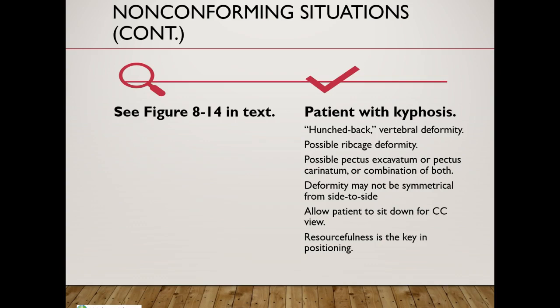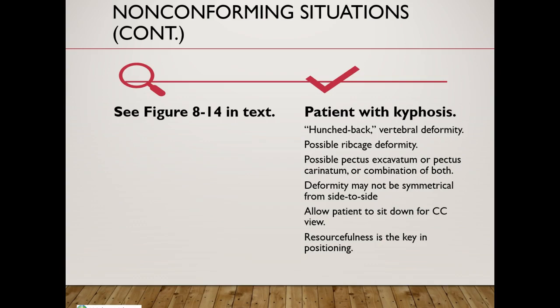A really difficult patient is a patient with kyphosis because they are hunched over due to their vertebral deformity. Often these patients have other deformities like a rib cage deformity. They may have a pectus excavatum or pectus carinatum. It just depends how bad the deformities are, and it may change from side to side what's going on with the patient with the ribs and so forth.